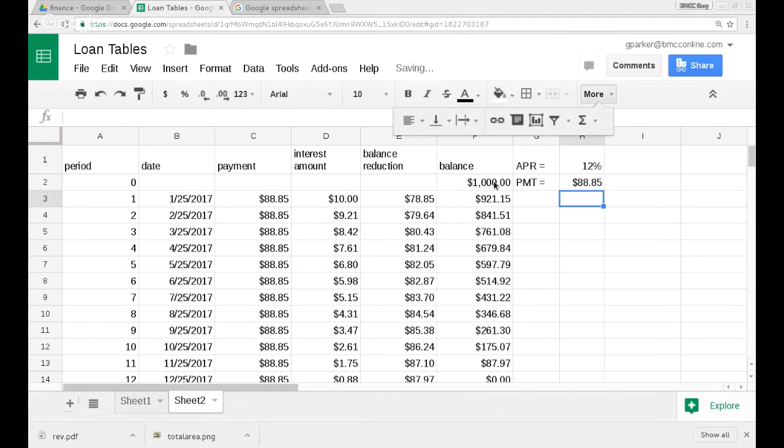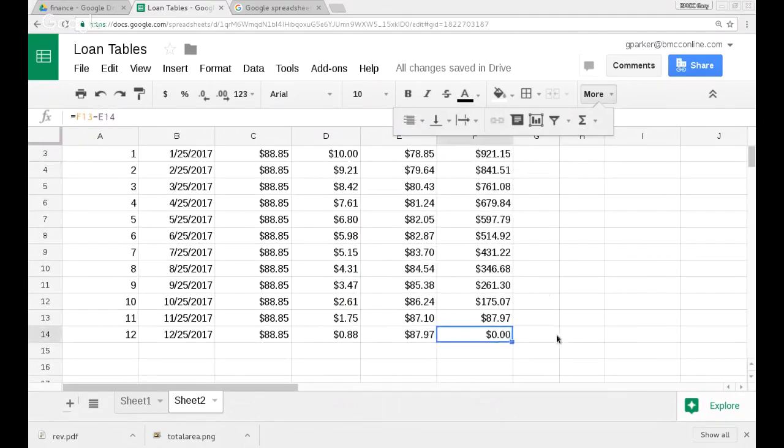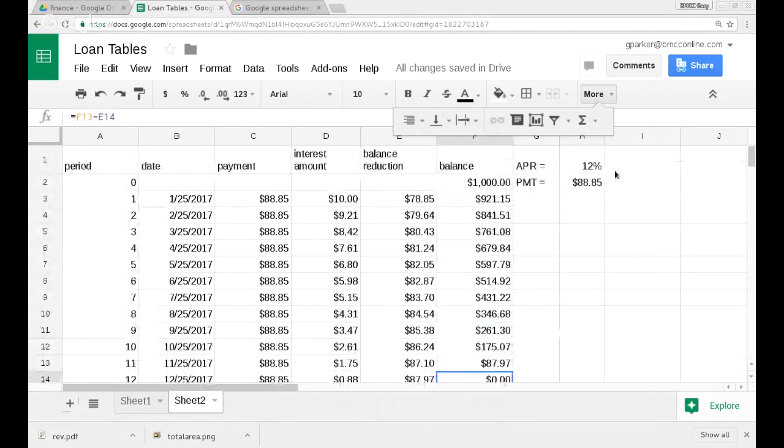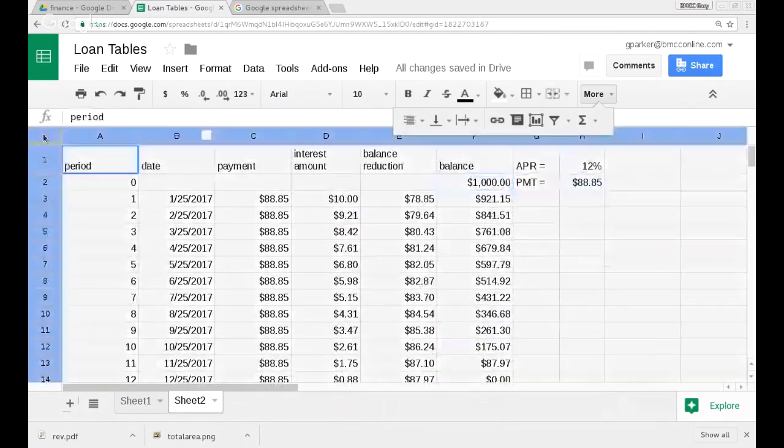Okay, and the computer says 8885 should give you a zero balance in the end. Right, and that is called an amortization payment. The PMT function produces what's called an amortization payment, and I could extend this. Suppose we make one more version of this. Copy that into a third sheet.